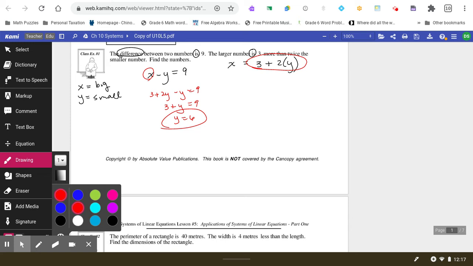And of course, to get x, we're going to substitute once more. x is going to be 3 plus 2 times 6. That's 12, 13, 14, 15. x equals 15. There you go. There's your big and your small number.